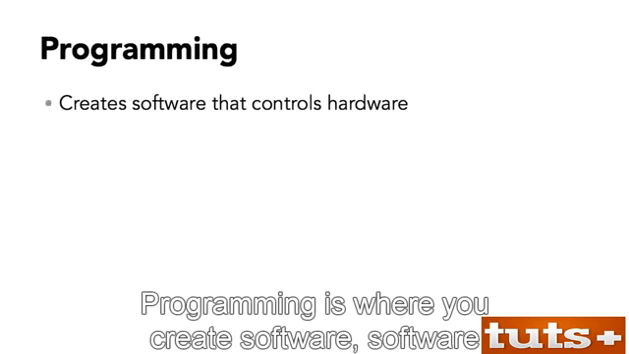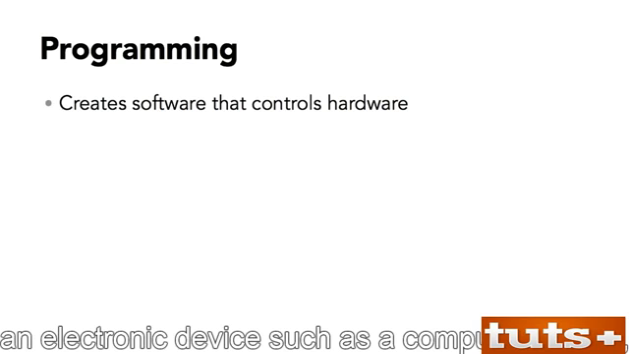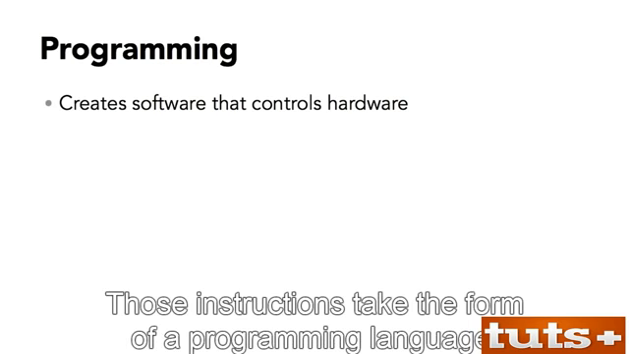Programming is where you create software. Software controls hardware, which is the physical part of an electronic device, such as a computer, phone, tablet, gaming console, microcontroller, or some other gizmo. Those instructions take the form of a programming language.